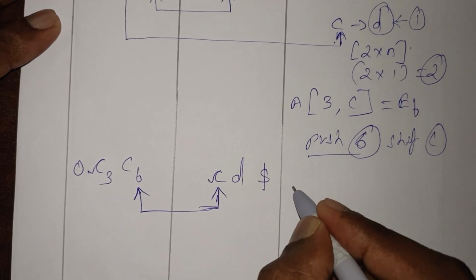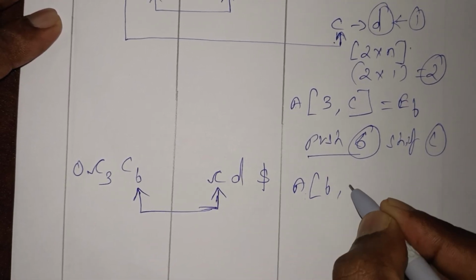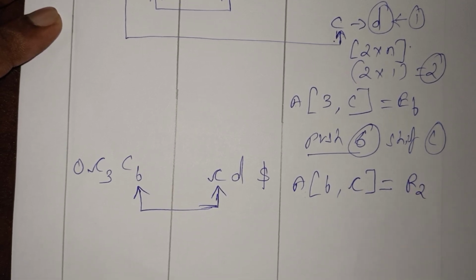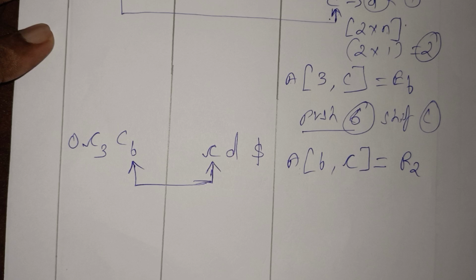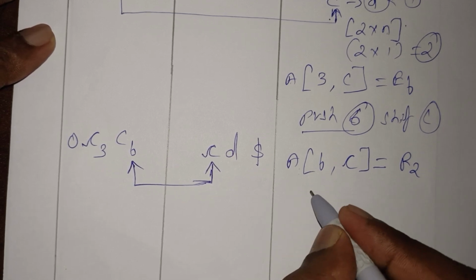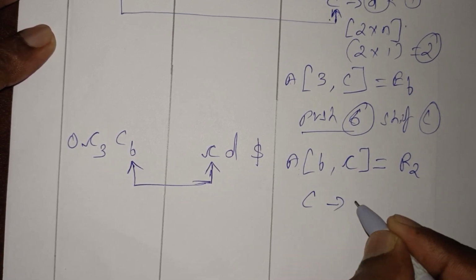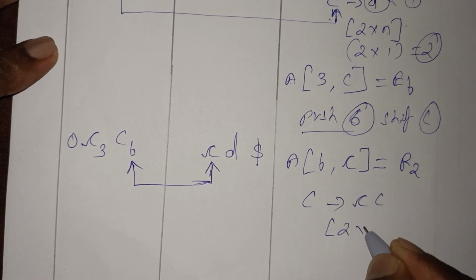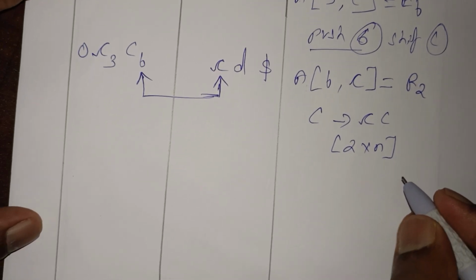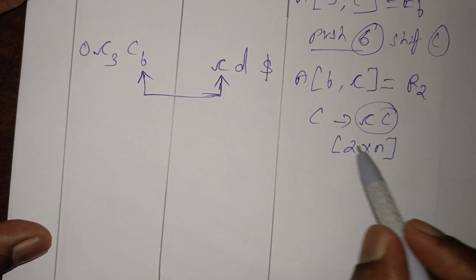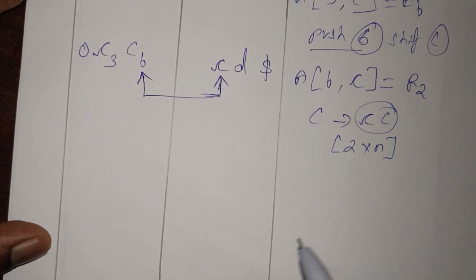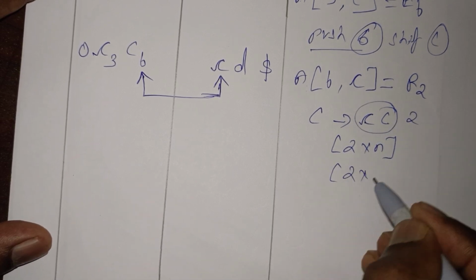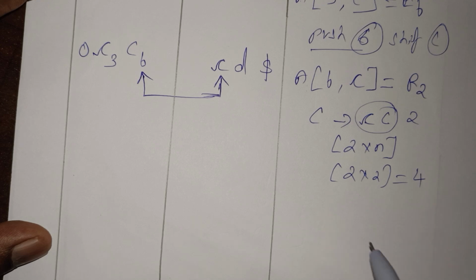So I'm comparing this action of 6 comma small c. Action of 6 comma small c, we got R2. So go and see what is R2 there. R2 is representing capital C tends to small c and capital C. Now we know the formula, 2 into n. You know what n is? Number of elements present in the right hand side in this particular R2 grammar. So 2 elements are present. So 2 into 2 is equal to 4.